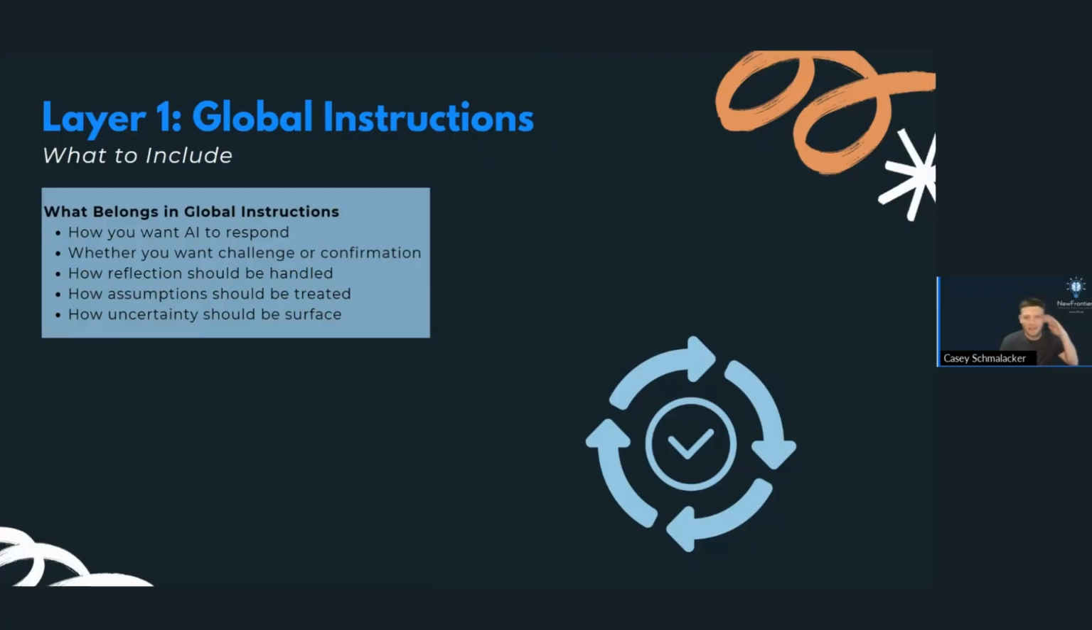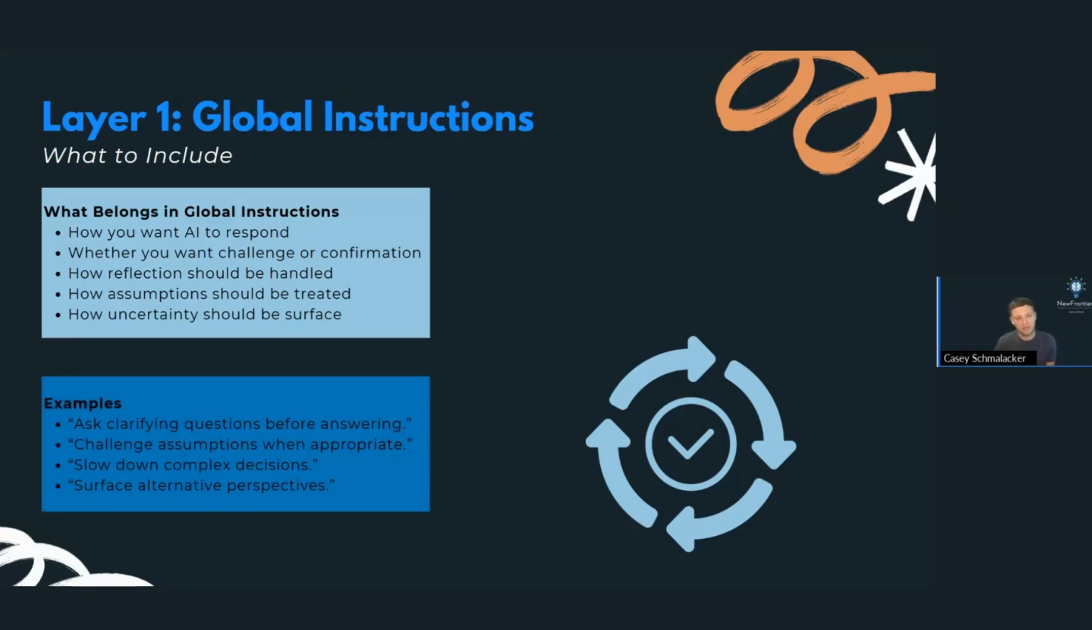So let's look at just some of the things that you may want to include depending on your goals, depending on your brain, depending on how you use it. You will want to consider, how do you want AI to originally respond to you? Do you want it to challenge you or lead to confirmation? How should reflection be handled? How assumptions should be treated? How uncertainty should be surfaced? And so some examples that can be used is ask clarifying questions before answering, challenge assumptions when appropriate, slow down complex decisions, surface alternate perspectives.